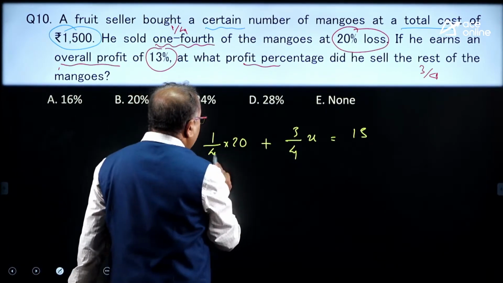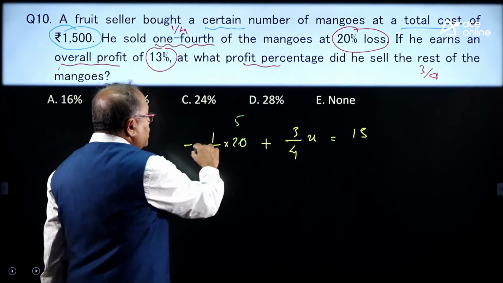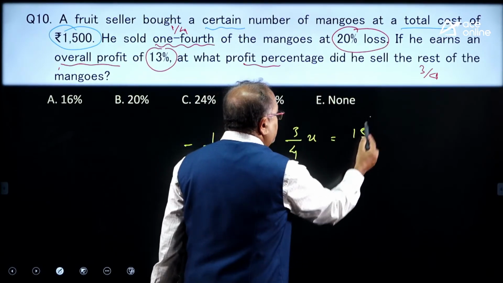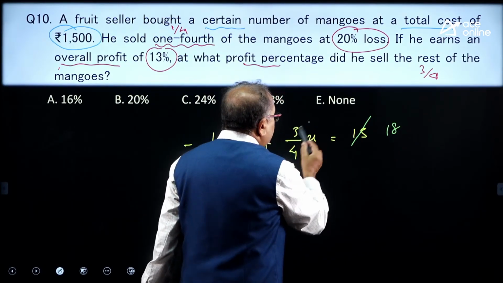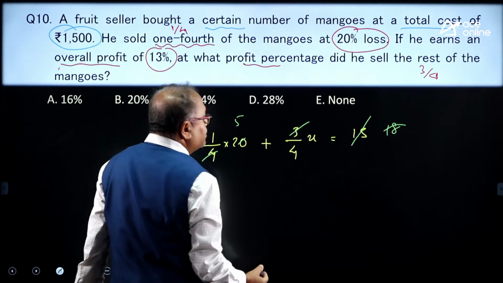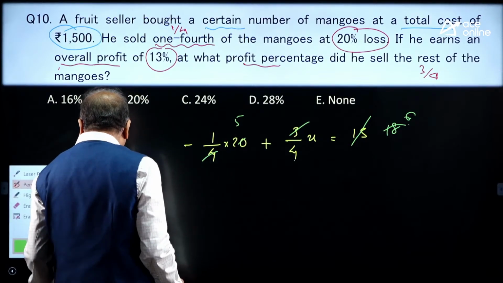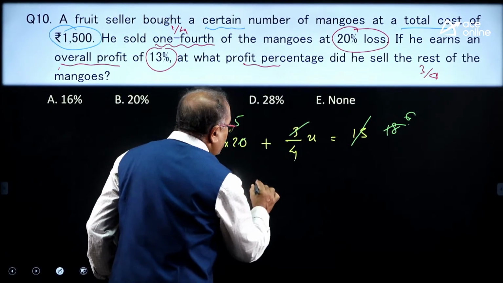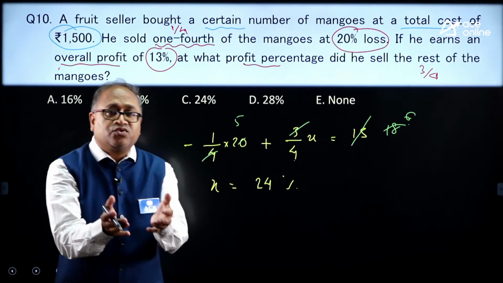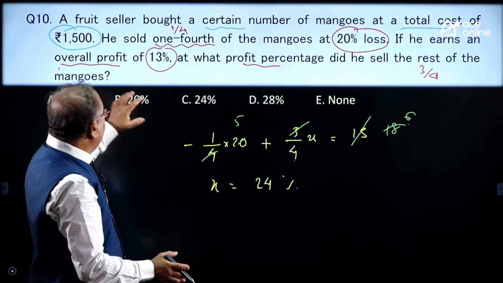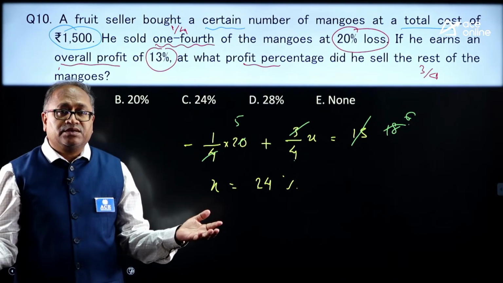Here this is 5, so minus 5, when it goes to the other side, becomes plus. So 13 plus 5 becomes 18. This gets cancelled over here. How many times, sir? That is 6 times, and 6 times 4 is 24. So what is x? x is equal to 24%. That means the remaining he sold at 24%. Therefore, he got an overall profit of 13%. That is all, my dear friends.